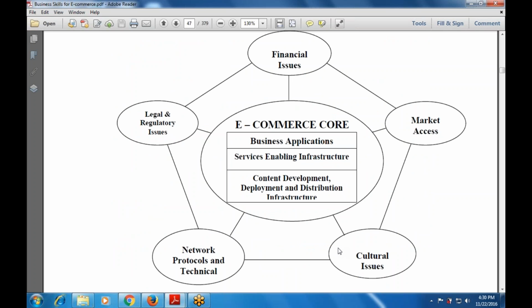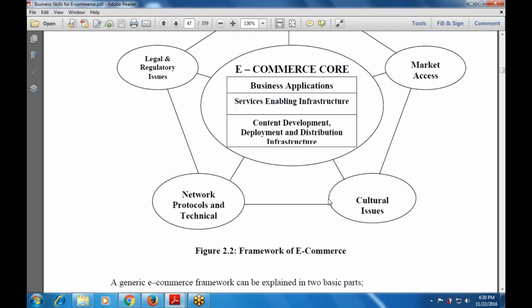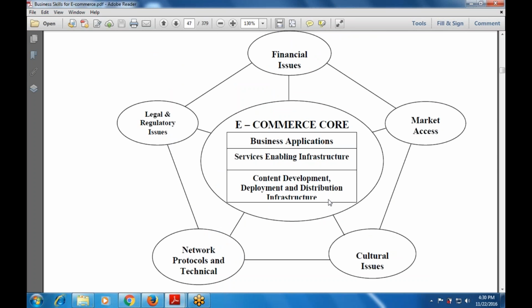Then this is the e-commerce core: business applications, service enabling infrastructure, content development, content deployment, distribution infrastructure, that may be included with the financial issues, market access, legal and regulatory issues, cultural issues, and the network protocols and the technical issues. This is the framework of e-commerce. So this is the framework of e-commerce, how it is used, how it is enabled.